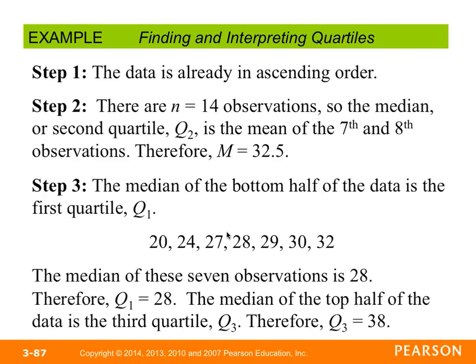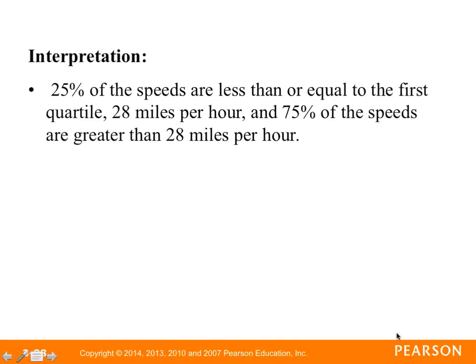The median of the top half of the data is going to be the third quartile. And if we look at the third quartile, it would have been 38 if we had pulled up that data. It would just be the number in the middle of the top half. So that means 25% of the observations are below 28, and only 25% are above 38. So that's what's given right here.